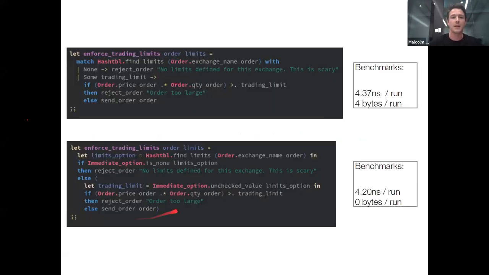It's much faster. Here's a tiny little benchmark example. You can just ignore the details of the function, but this is something that's using options, and this is something that's using immediate options. And you can see this one runs a little faster and it doesn't allocate anything. This one's going to allocate 4 bytes per run.